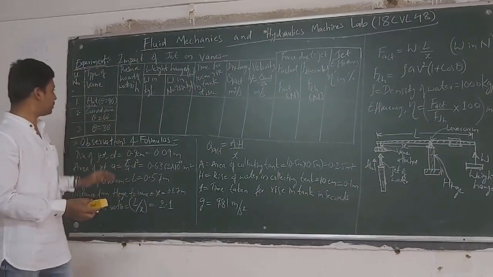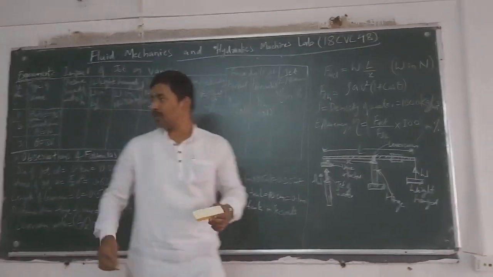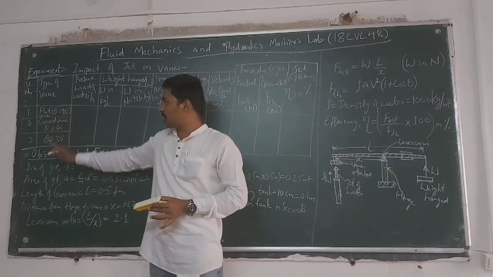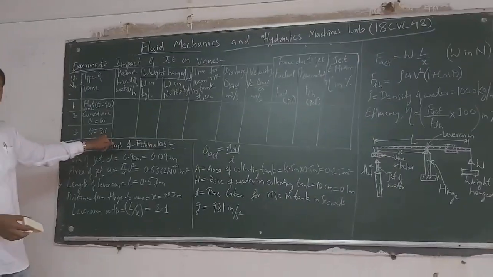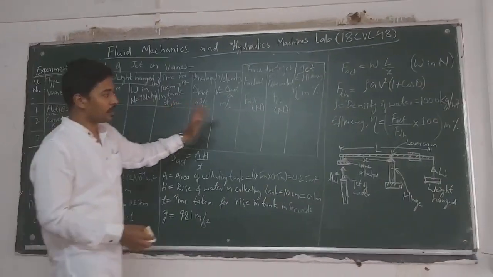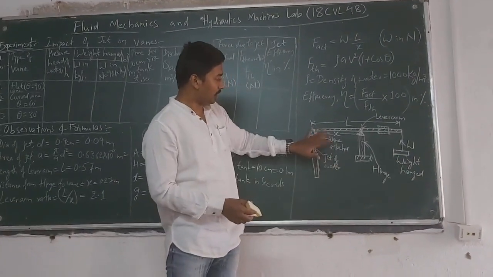The types of vanes are: we have flat vanes, we have curved vanes. That means if it is a flat vane, the angle of the vane will be theta equal to 90 degrees, or if it is a curved vane, we will have different angles of the vanes, I mean in terms of angle, 30 degrees, 60 degrees, or whichever different angles. So, to understand how the impact of this jet on any vane works.